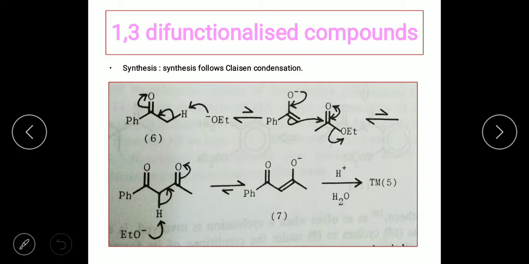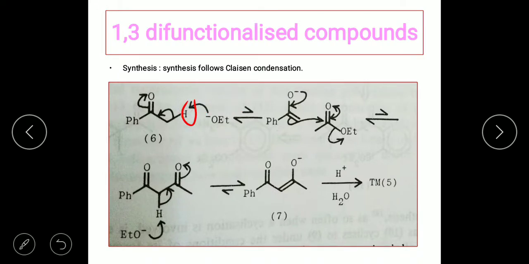Now coming to the synthesis. You can use a mild base, because a mild base will help in deprotonation. And you can observe here that the hydrogens on the alpha carbon are always acidic. So hence you can easily make use of any mild base to deprotonate the hydrogen.